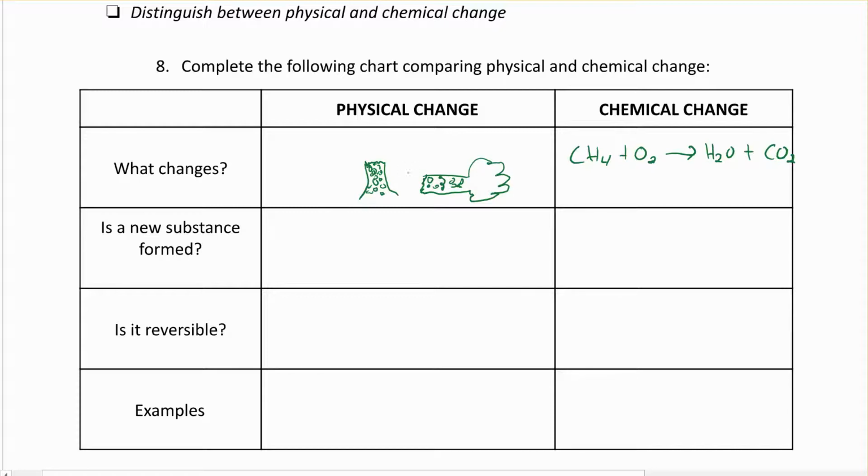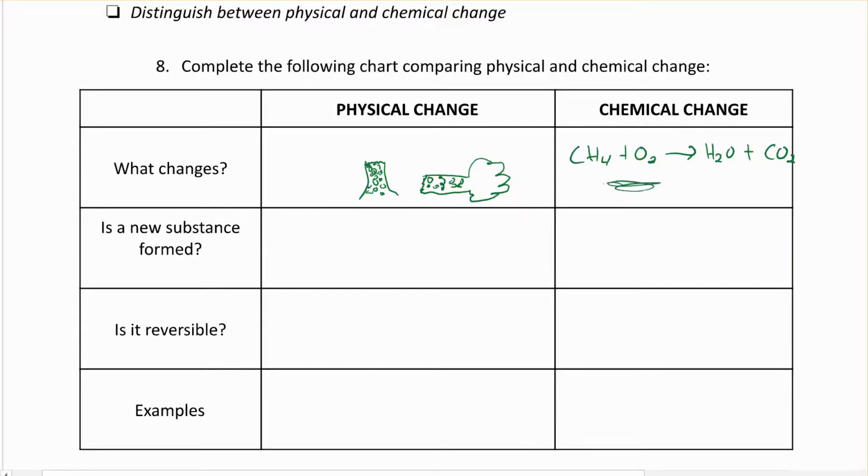So cutting down a tree, they're still the same atoms that originally made up the tree. There's no new thing making up this tree, right? It's just in two different places now. Another example would be heating water up to steam or freezing it into ice. You're just changing the arrangement of those atoms, but they're still the same atoms.